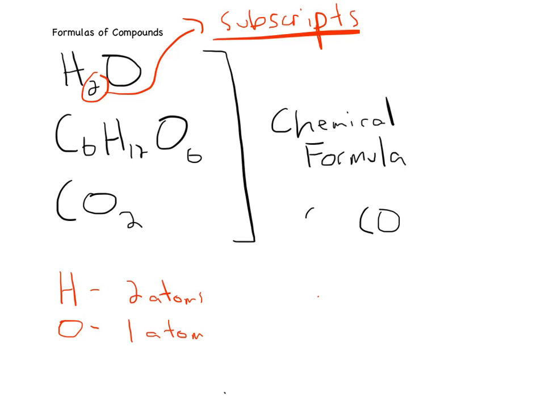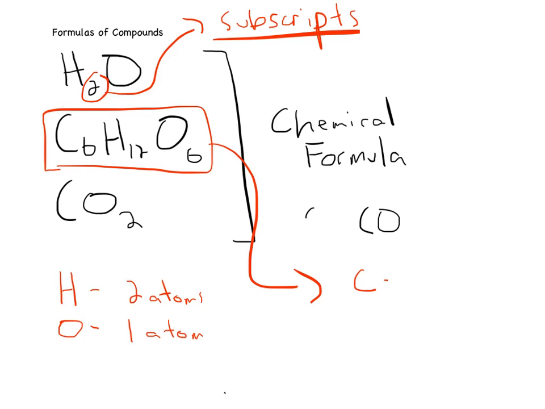What would you do? Well, if we want to know the total number of atoms present here, we know there are 6 C atoms, there are 12 H atoms, and there are 6 oxygens. So I do my quick math. That comes out to 24 atoms. So there are 24 atoms present in C6H12O6. And that is a brief primer on the formulas of compounds.